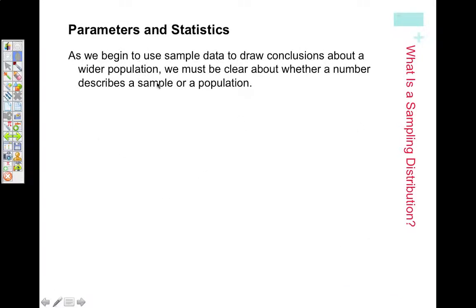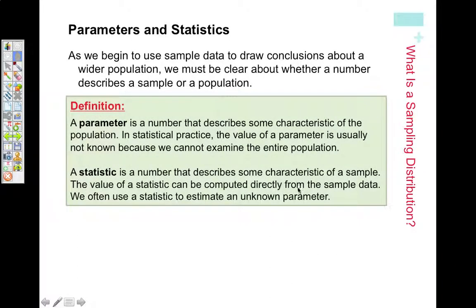Let's talk parameters versus statistics. When we draw conclusions about a wider population, we have to make sure we understand whether or not these numbers that we're using are from samples or from populations. A parameter is a number that describes a characteristic of the population. This we usually don't know, guys. We usually can't collect data from the entire population. It takes too long, it's too expensive. It's just not physically or feasibly possible.